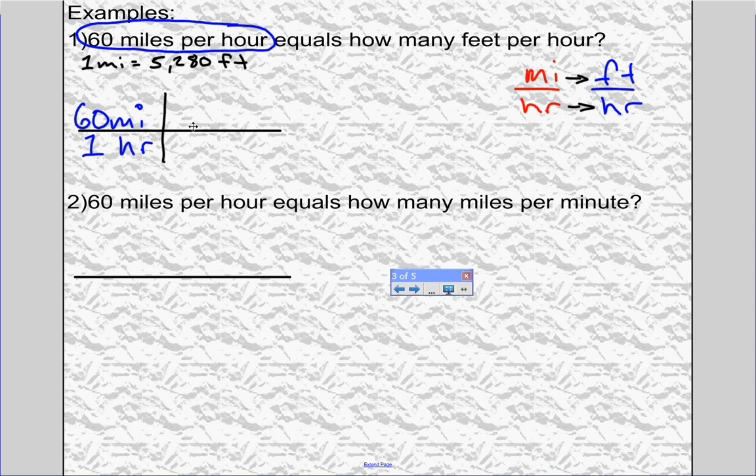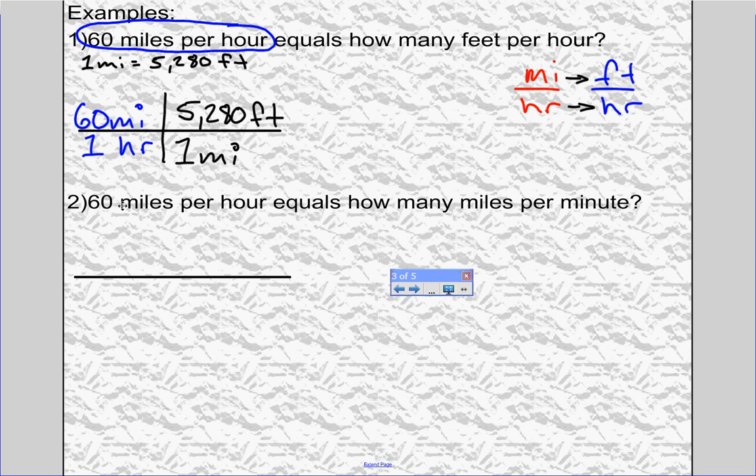And now we're going to plug in our conversion factor. So here's our conversion factor. 1 mile equals 5,280 feet. I want to plug that in here. So I have a decision to make. Do I put the 1 mile on top and the 5,280 feet on the bottom, or do I put the 5,280 feet on top and the 1 mile on the bottom? So look at the units I have. I have miles. The units are always going to go opposite of each other. So the 1 mile needs to go on the bottom, and the 5,280 feet goes on top.